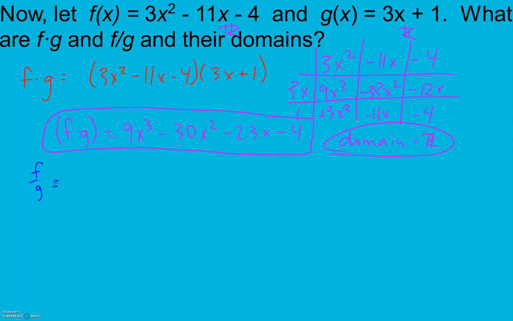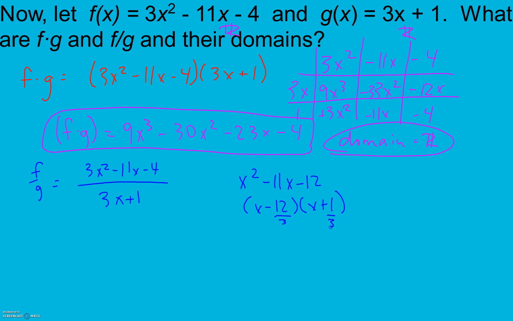F divided by g means I'm going to take f divided by g. And remember, we want to try and reduce here wherever possible. So I'm going to factor my numerator using the swing method. Swing the 3 to the back. Multiply to 12. Subtract to 11. 12 and 1. Don't forget that we have to undo that swing. So since I multiplied by 3, I'm going to divide by 3. I get x minus 4, 3x plus 1. And that's still divided by 3x plus 1.